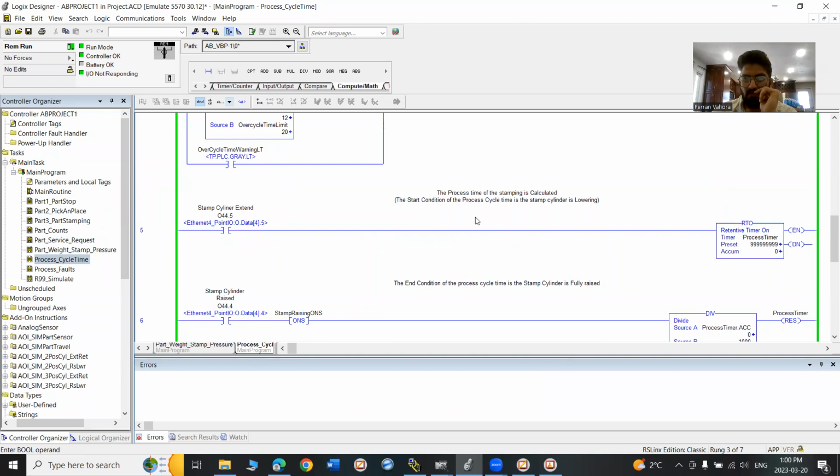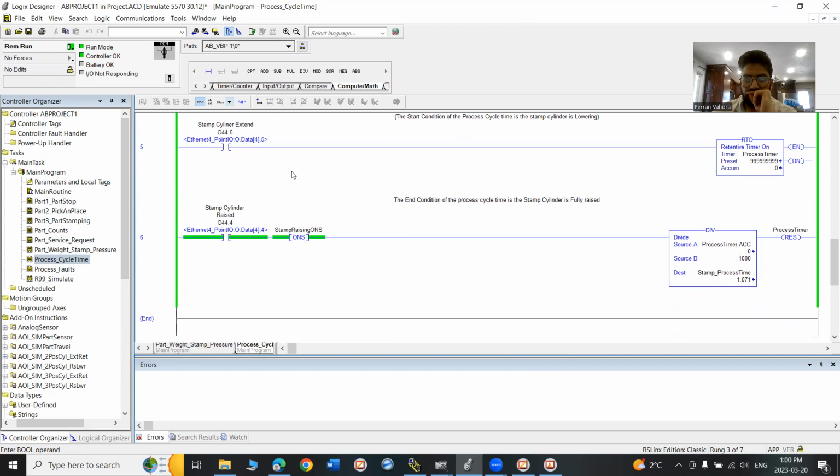Process time, that is, how much time is being taken for the stamping process. So when the cylinder is being extended is my start condition, and when the cylinder is being raised is my stop condition.